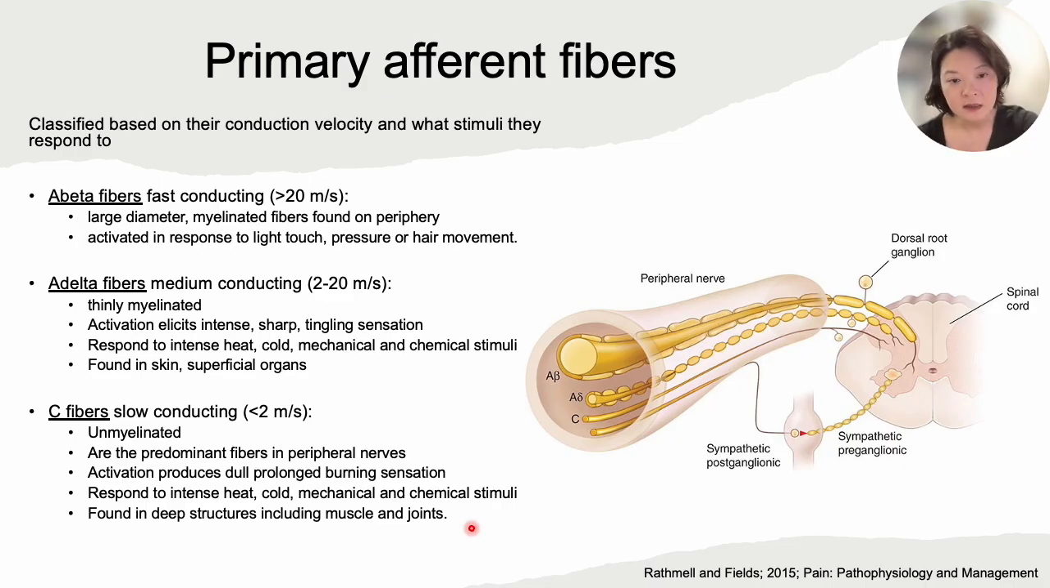So there is an idea that the A-delta and the C fibers carry a dual response or dual sensation of pain. So the A-delta fibers are the first fibers to transmit the sensation of pain, followed by the slower, more dull ache of the C fibers.